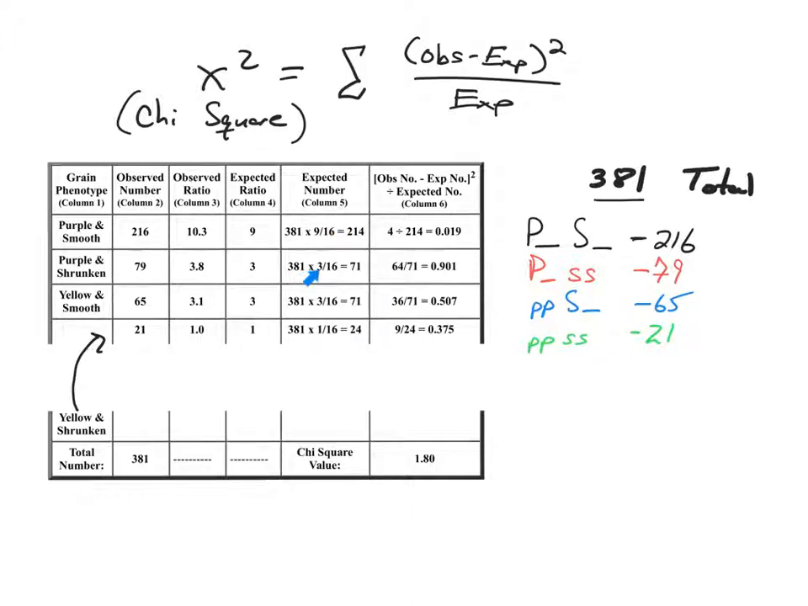Let's do the next one. 381 times 3, divided by 16. What'd you get? 71, yeah? So all it is is this number, which is the total, times the fraction that you expect it to be.